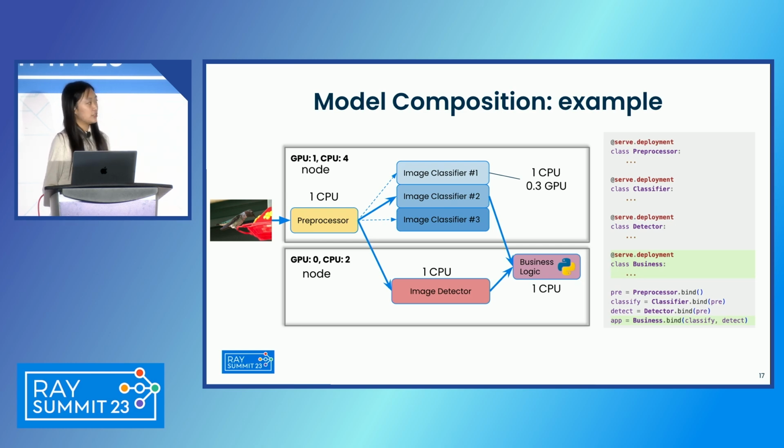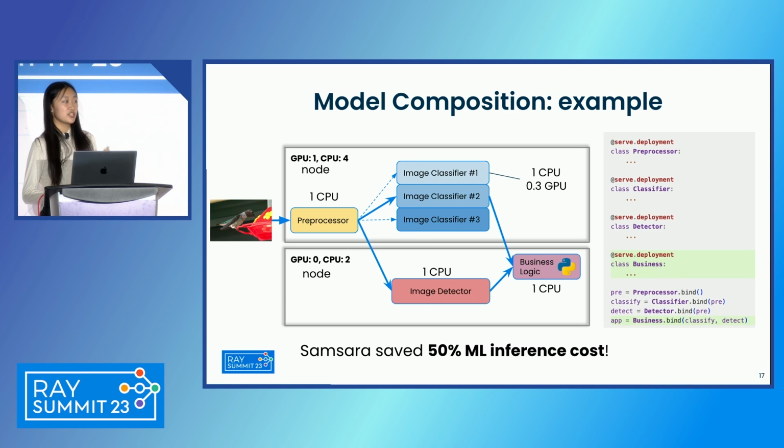In a similar real-world use case, Samsara switched from using the microservices architecture that we mentioned to using Ray Serve model composition and managed to save 50% of their ML inference costs per year.